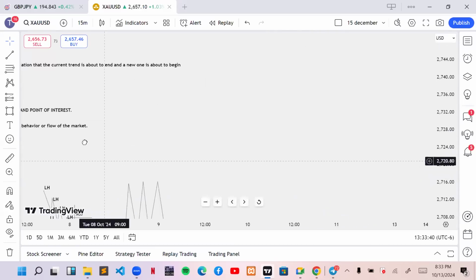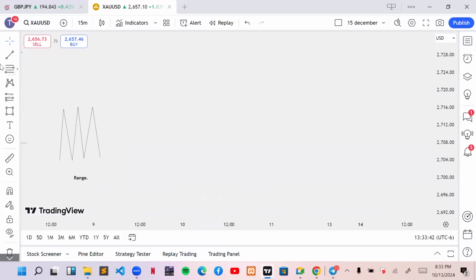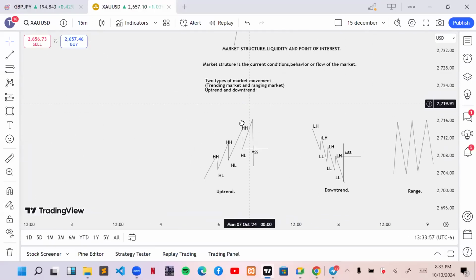So this is what I mean now. An example of a break of structure. A break of structure is a scenario where the market breaks a particular key level in price while still remaining in its current trend. Let me just type it down.